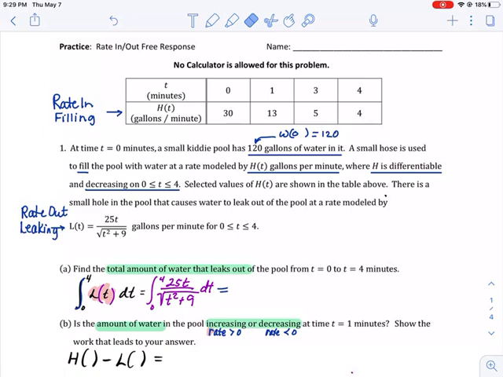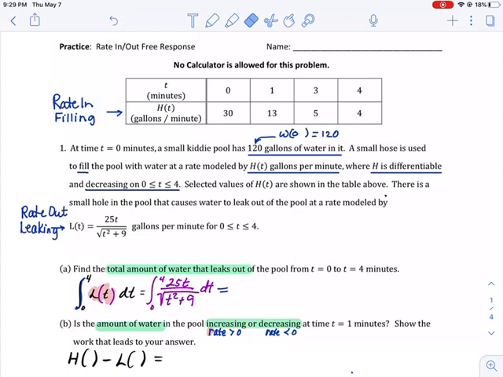Now looking at the table, h of t is a rate, but there's no derivative marking on it. It's not called a derivative, but we know that once we're talking about a rate, we often relate that to the first derivative, the rate of change. There is a small hole in the pool that causes water to leak out at a rate modeled by L of t equals 25t over the square root of t squared plus 9.